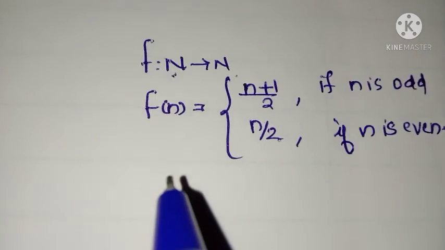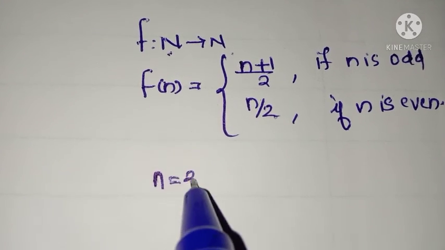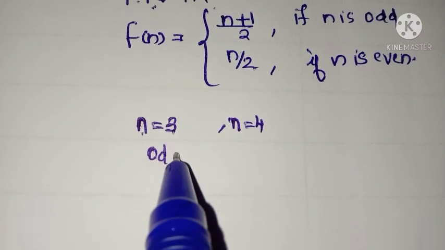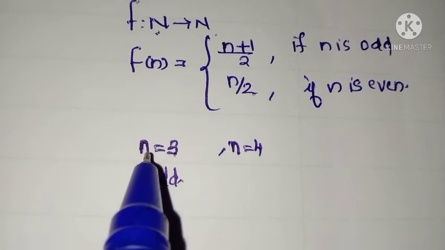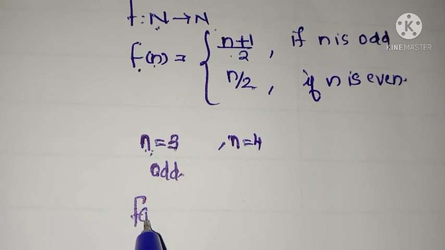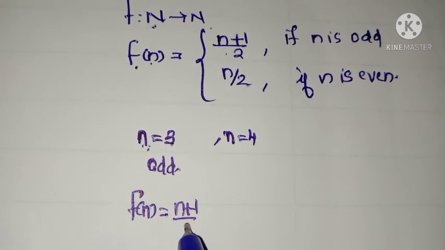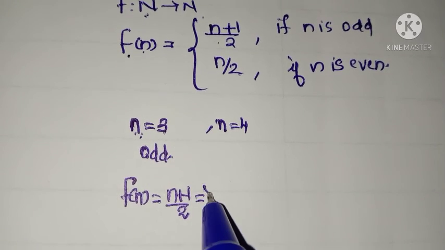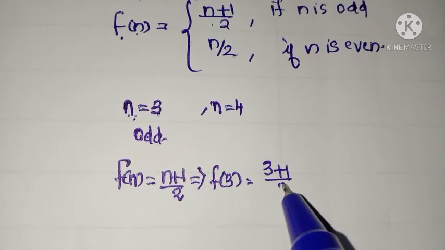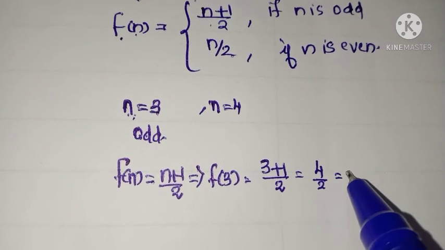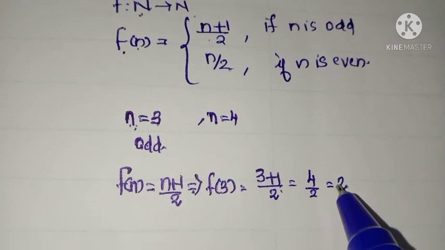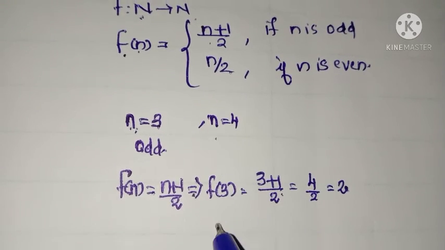So listen, suppose we take n equal to 3 and n equal to 4. n equal to 3 means it is an odd number. If we take any odd number, then the function is defined as f of n is equal to (n plus 1) by 2. So what is f of 3? f of 3 is equal to (3 plus 1) by 2, that is 4 by 2, which is equal to 2. So f of 3 is equal to 2. Now find f of 4.